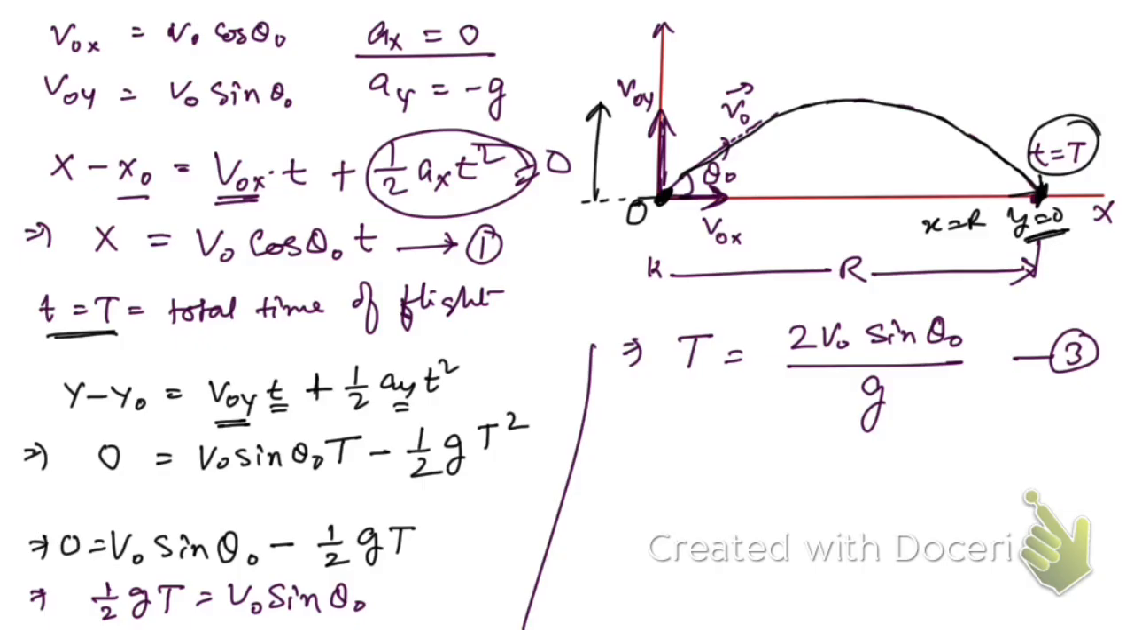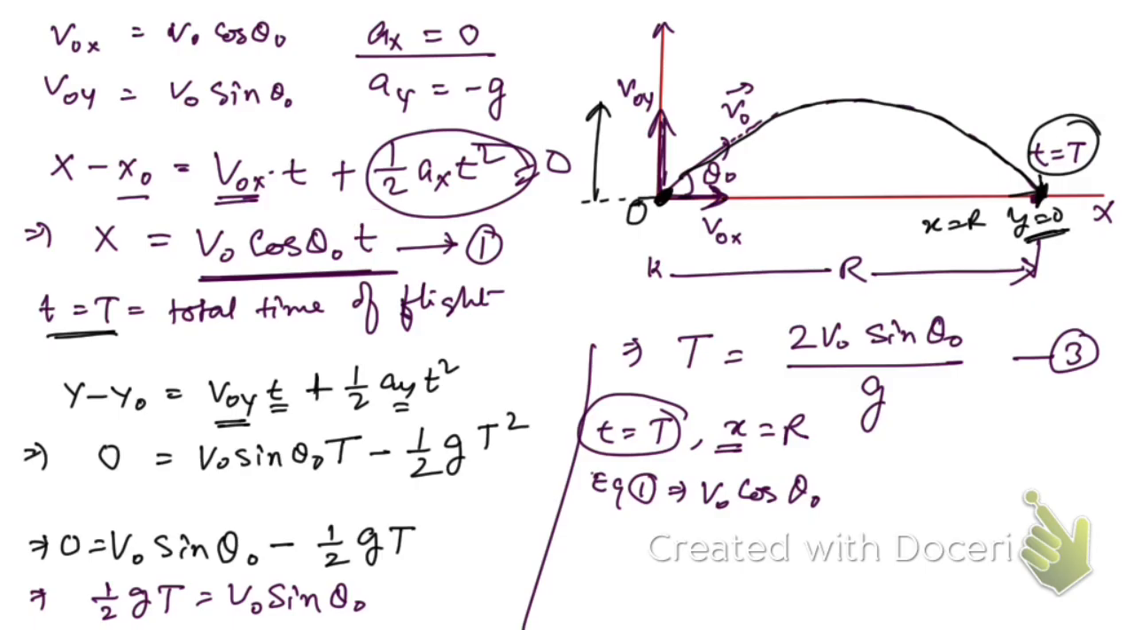Now let me use this equation in equation 1. At t is equal to capital T, x is equal to R. So from equation number 1, x is equal to this, right? So we can write v naught cos theta naught, and now the time is capital T, so we're going to put capital T here, is equal to R. Instead of capital T, we're going to use this value.